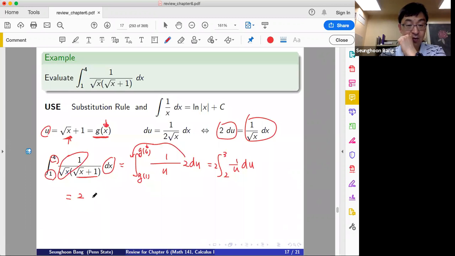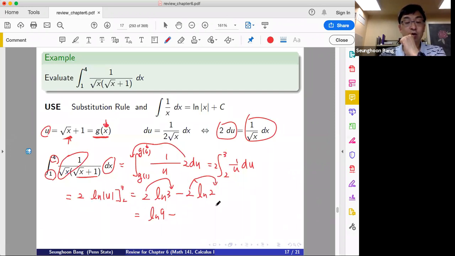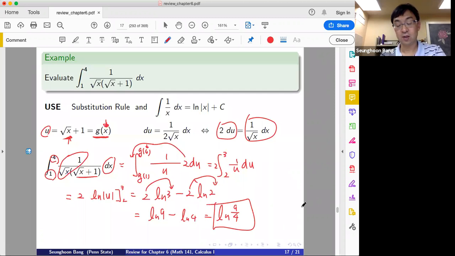So 2 times this one is ln of the absolute value of u from 2 to 3. So 2 times ln of 3 minus 2 times ln of 2. Here, the 2 is going to the power. The 3 squared is 9. The 2 is going to the power. The 2 squared is 4. Next, combine. ln of 9 over 4. That's it. This is the final answer for solving this problem.